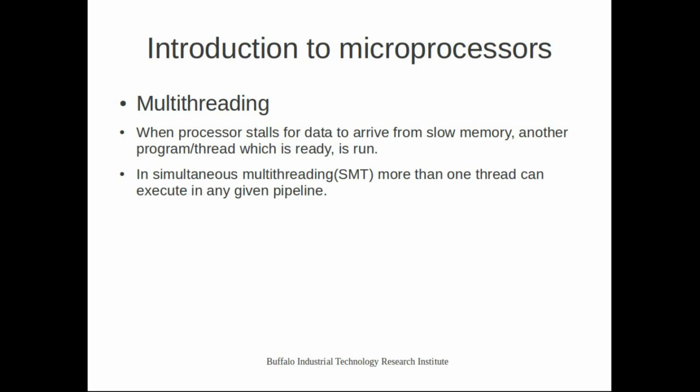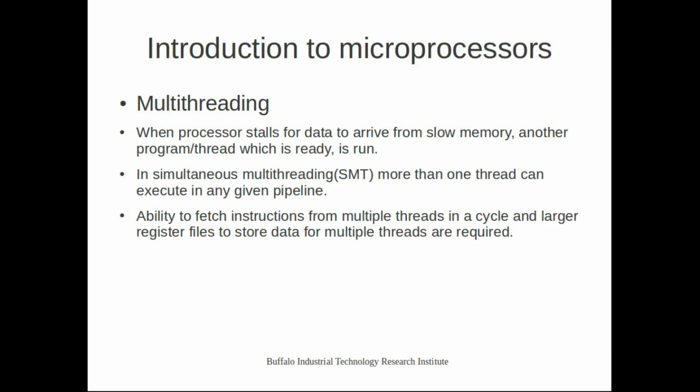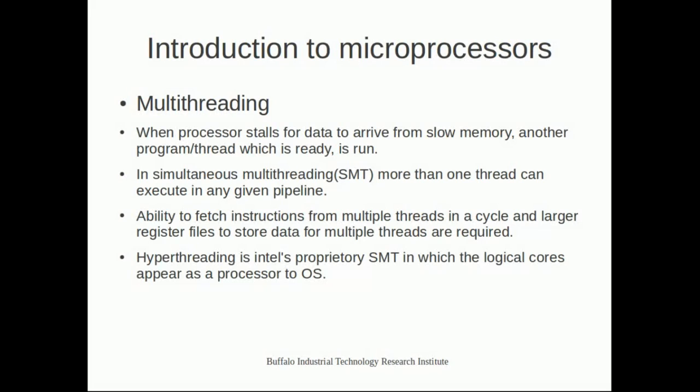Simultaneous multi-threading or SMT is where more than one thread can execute in any given pipeline. It requires the ability to fetch instructions from multiple threads in a cycle and larger register files to store data for multiple threads. Hyperthreading is Intel's proprietary SMT in which the logical cores appear as processors to the OS. The OS can schedule two processes simultaneously on each of these logical cores.